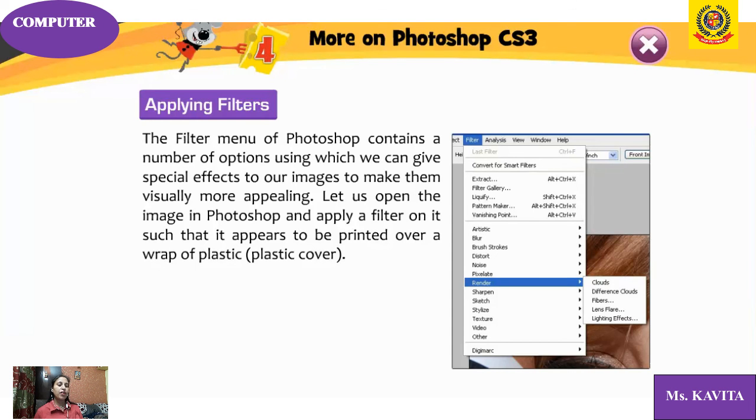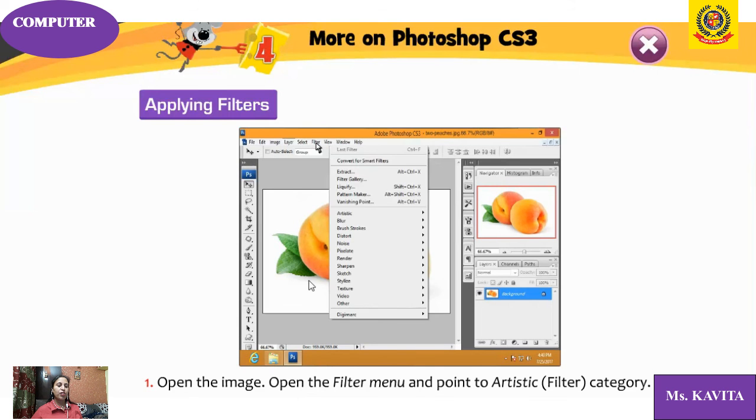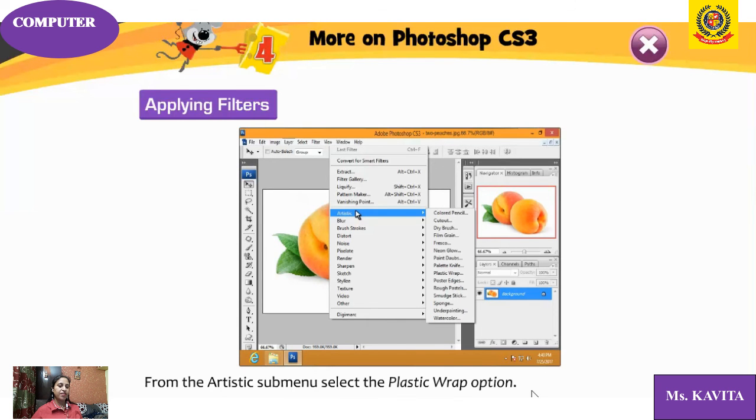The filter menu contains a number of options. We can give special effects to our image to make it visually appealing. Open the image in Photoshop and apply a filter on it. Now open the Filter menu and point to the Artistic filter category. From the Artistic submenu, select Plastic Wrap.